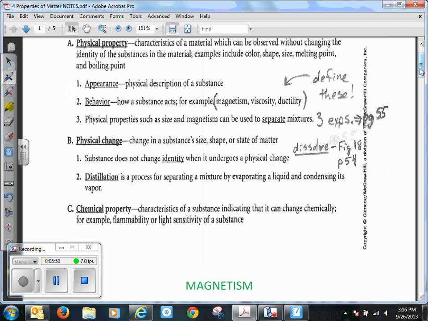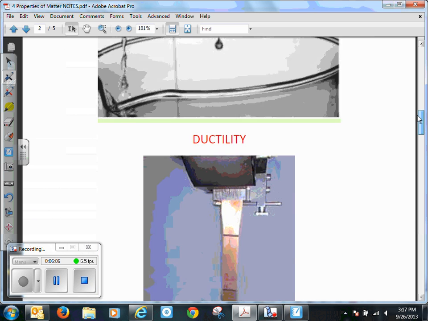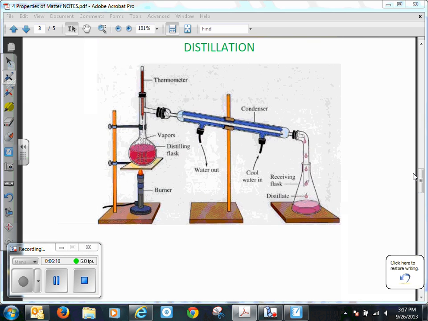Okay, so if we look at physical change then, oh, I'm sorry, we went a little bit ahead. Physical properties such as size and magnetism can be used to separate mixtures. There are 3 examples in your book of doing this on page 55. One example is using a magnet. Another thing that I want to do for a lab on Monday is this. This is a distillation setup.